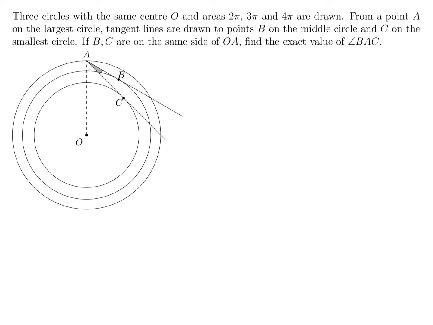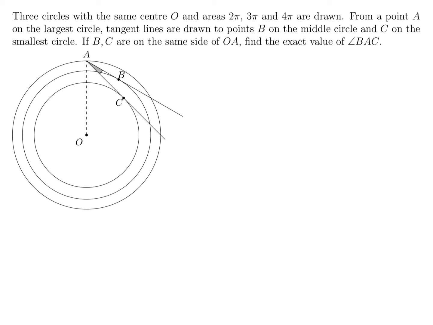3 circles with the same center O and areas 2 pi, 3 pi, and 4 pi are drawn. From a point A on the largest circle, tangent lines are drawn to points B on the middle circle and C on the smallest circle. If B and C are on the same side of OA, find the exact value of angle BAC.